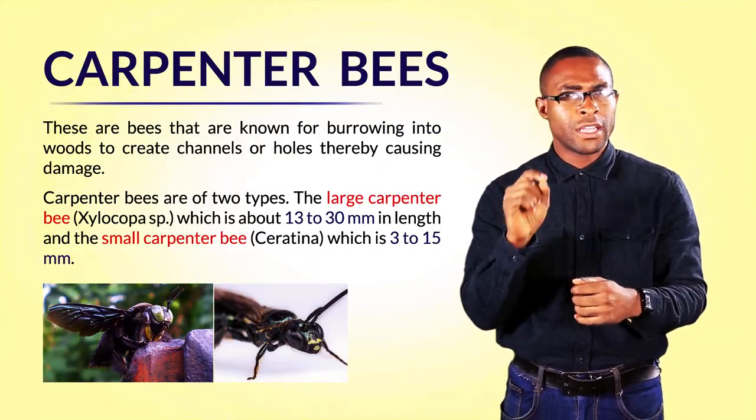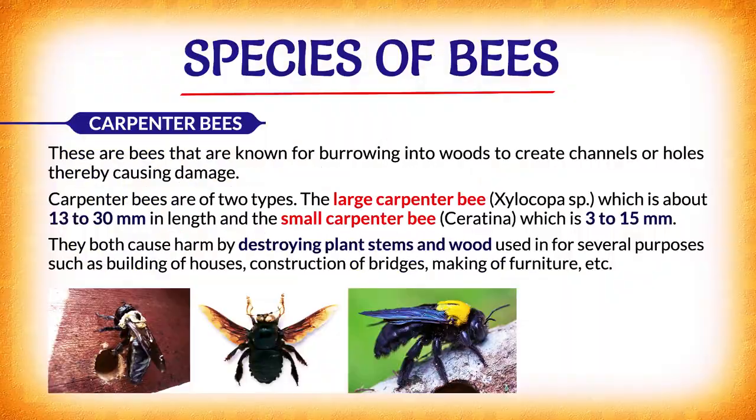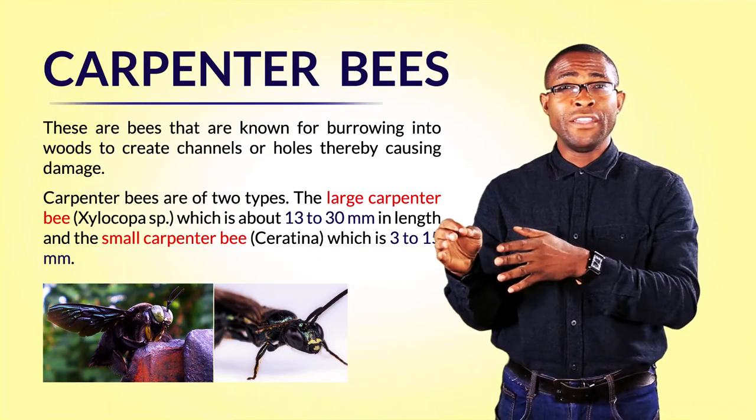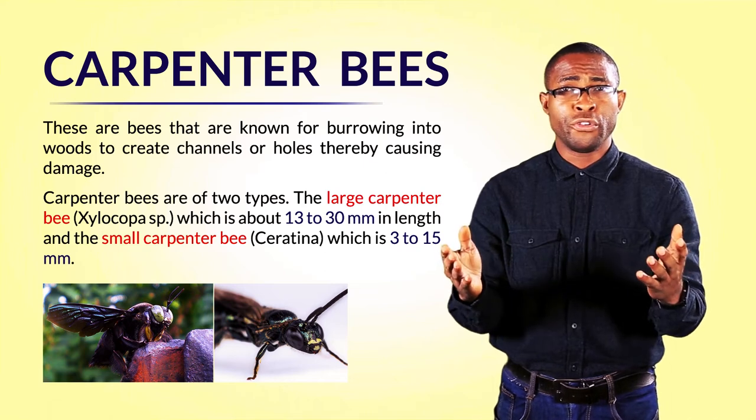Now let's look at the next one, which is the carpenter bee. I told you, the carpenter bee, the destroyer. The carpenter bees are known for burrowing into wood. So they see a dry wood, they don't care who the owner is, they go in there, start eating the wood until they are able to create a tunnel where they can live and probably reproduce there.